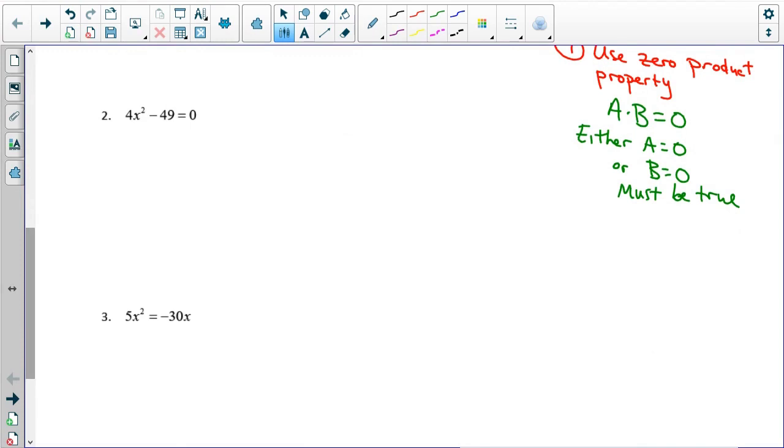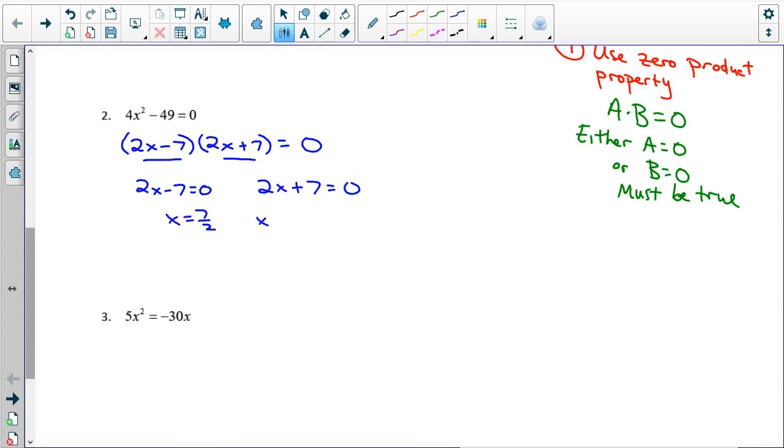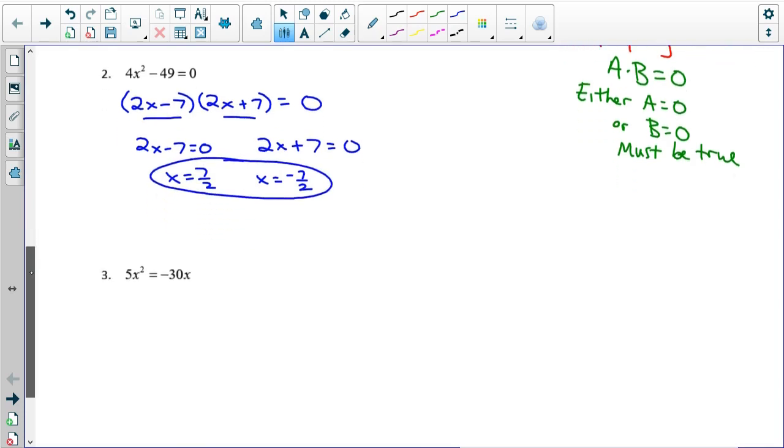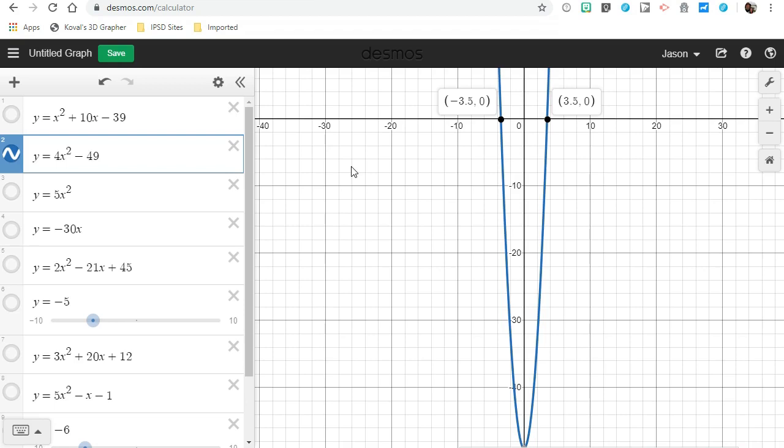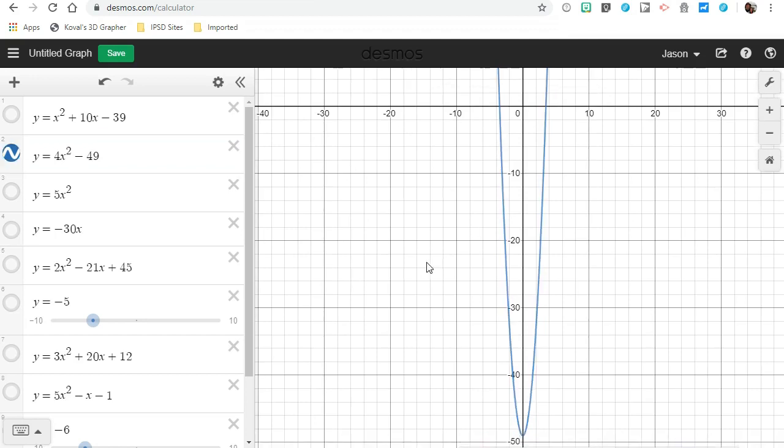Problem 2, 4x squared minus 49 equals 0. There is no GCF. This is the difference of two perfect squares. So I have 2x and 2x minus 7 and plus 7. Then I set both parts equal to 0. So 2x minus 7 equals 0, and 2x plus 7 equals 0, which means that x equals 7 halves, or x equals negative 7 halves, are my two solutions. If we look at 4x squared minus 49, we see that the x-intercepts are negative 3.5 and positive 3.5, which are the same thing as plus or minus 7 halves.